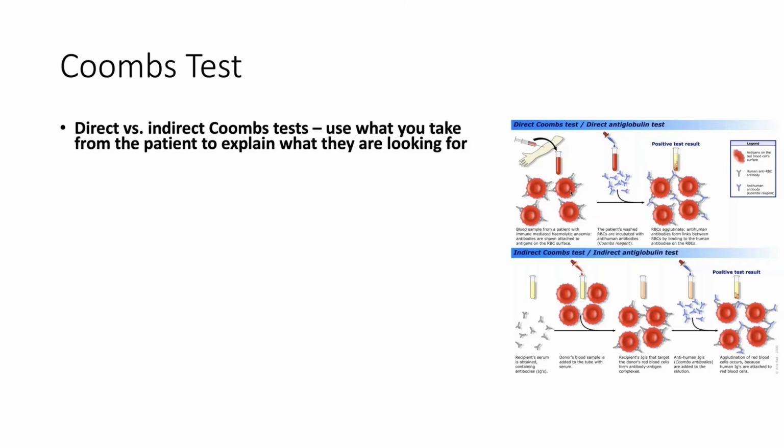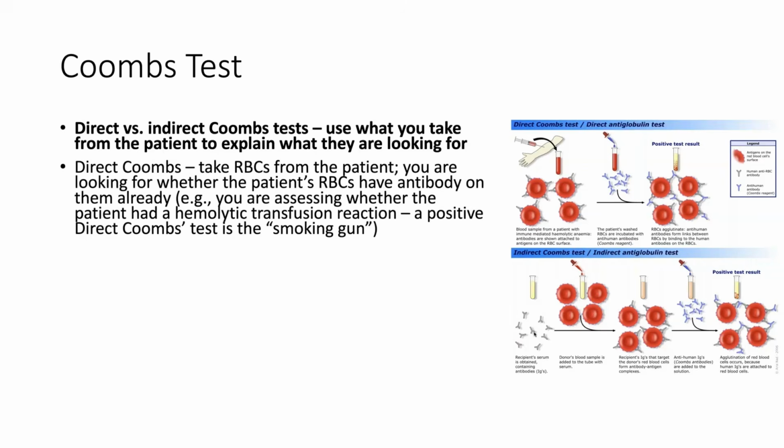So what about the indirect Coombs? What are you looking for? So you're taking their serum, so you're trying to see if you gave them a blood transfusion, if they would reject it. So you're seeing, do they have antibodies against red blood cells, against known antigens on red blood cells? Not their own red blood cells, but against red blood cells in general.